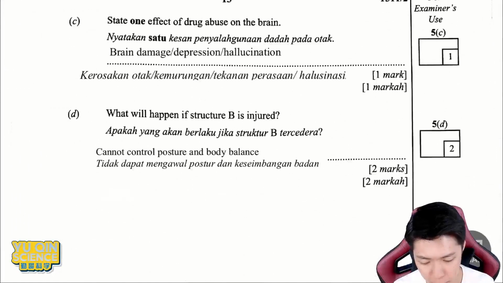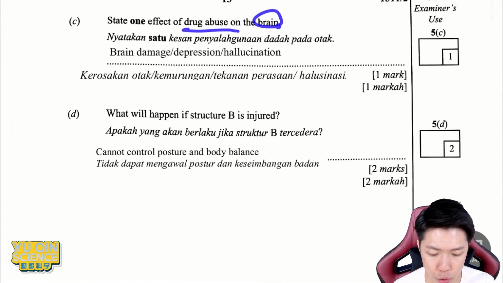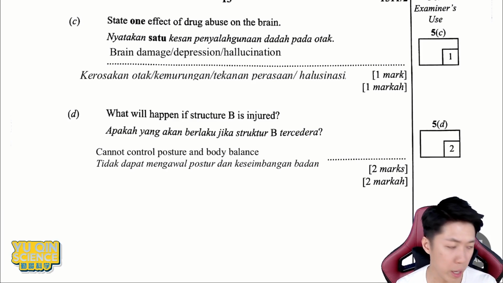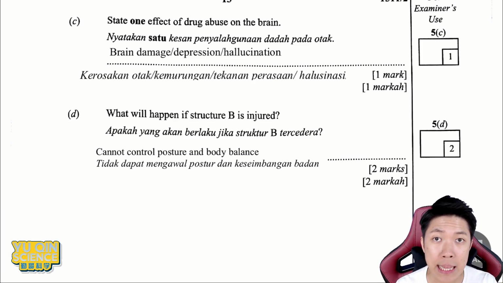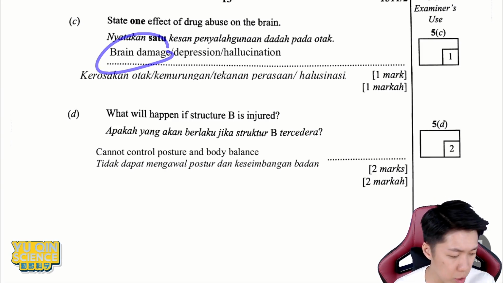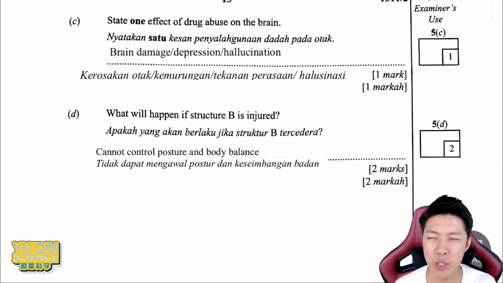Okay, next one. State one effect of drug abuse on the brain. There's a lot of issues with this. Too much drugs can actually damage your brain cells. Or you can write down quite some symptoms, 有什么吸毒的现象就是你可以看到的, like depression, hallucination. These are all the symptoms or things that you experience. But if you want to write brain damage, no problem as well. Try to stick with what your syllabus tells you. Don't write funny answers.